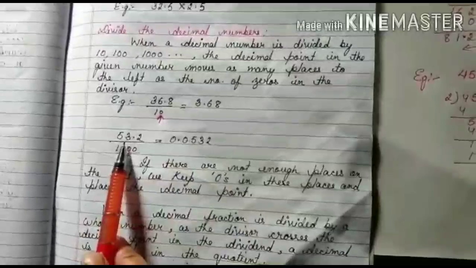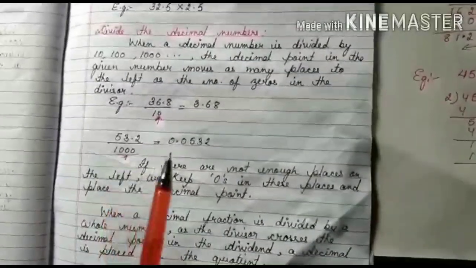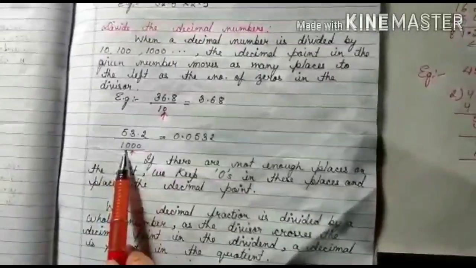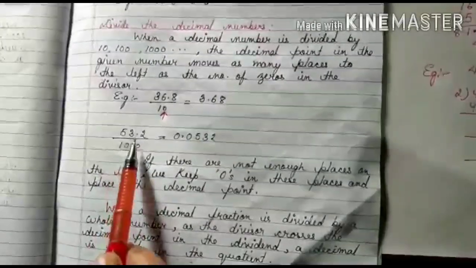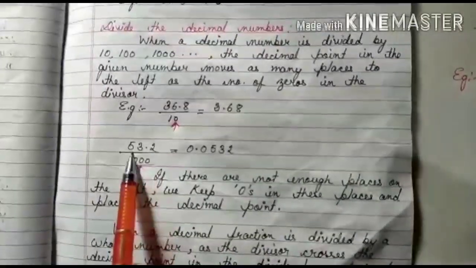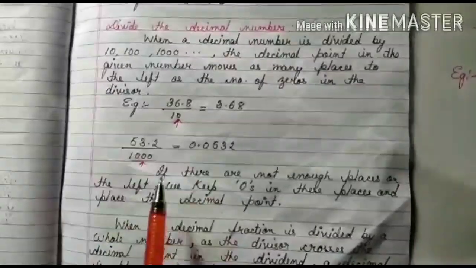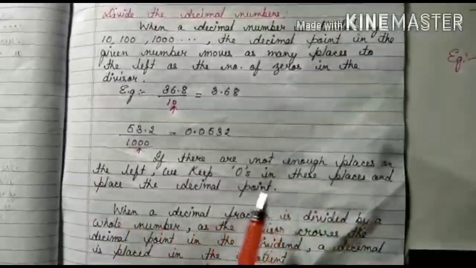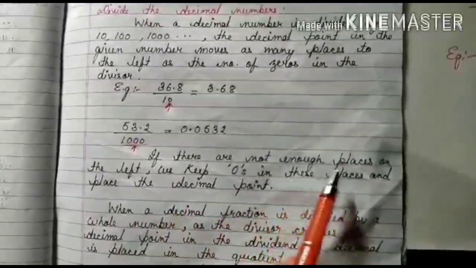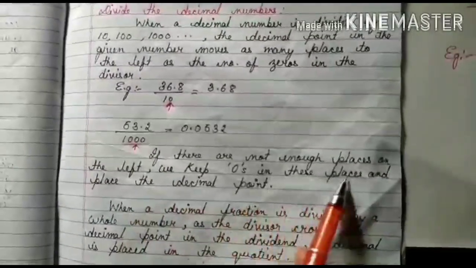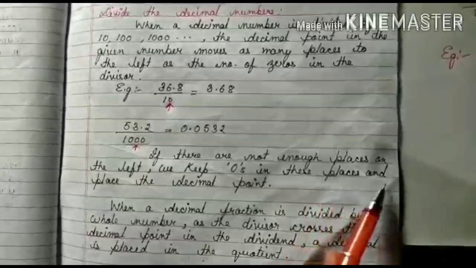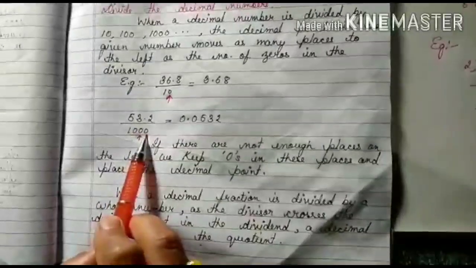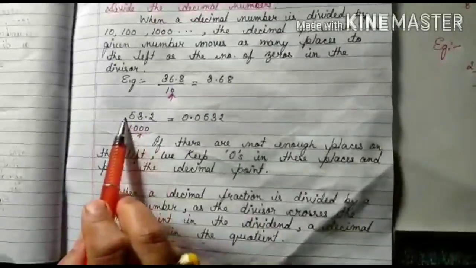Let's take another example, 53.2 divided by 1000. In the divisor there are 3 zeros, so we have to move the decimal point 3 places to the left side. If there are not enough places on the left, we keep zeros in these places and place a decimal point. So in this example, in the divisor there are 3 zeros, so we have to move 3 places to the left side.